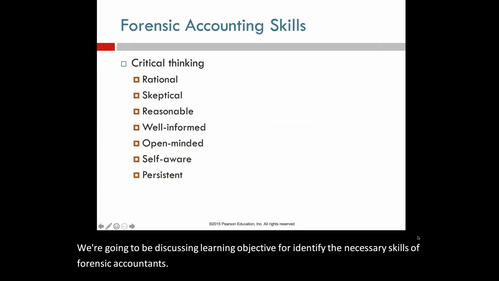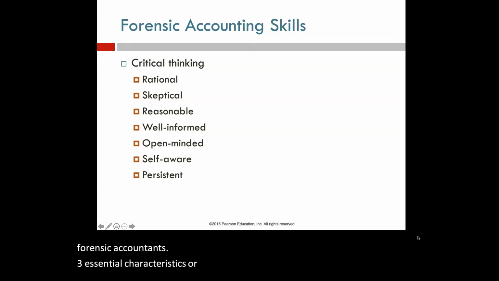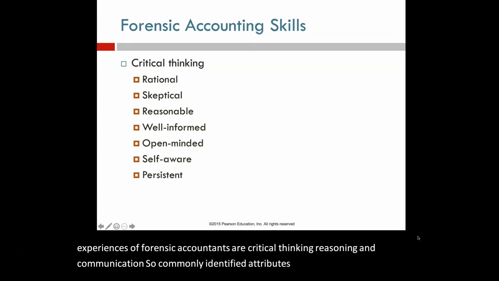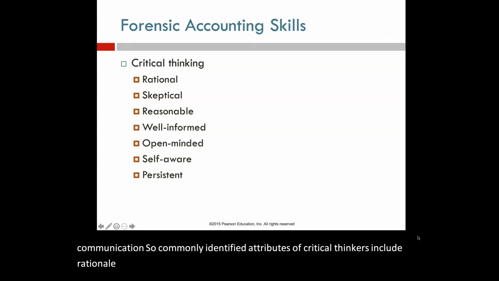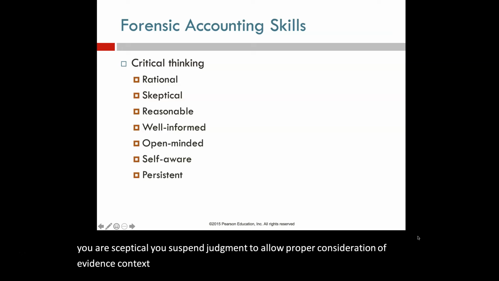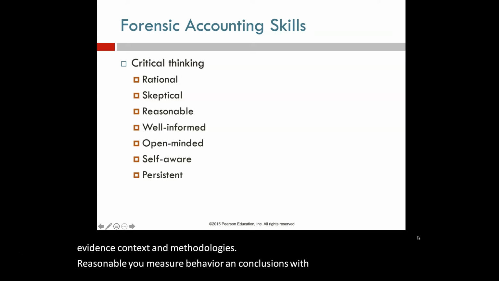Three essential characteristics or skills identified in this study and consistent with experiences of forensic accountants are critical thinking, reasoning, and communication. Commonly identified attributes of critical thinkers include rational, where you consider all known evidence in an unbiased manner; skeptical, where you suspend judgment to allow proper consideration of evidence, context, and methodologies; and reasonable, where you measure behavior and conclusions with sound judgment and common sense.